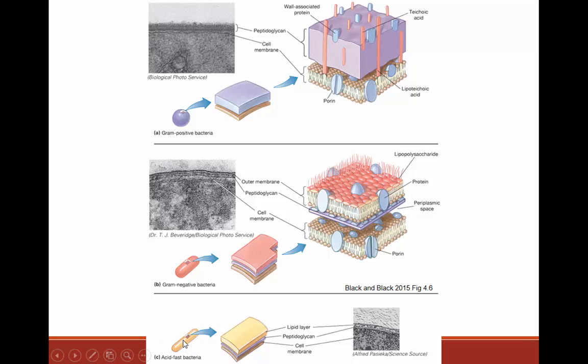Then we've got the acid-fast bacteria. I thought we'd just put that in because you can compare the staining techniques, and you can see that it's got a very wide lipid layer before you get to the peptidoglycan or the cell membrane. So that accounts for the difference in staining. Yes? Okay.